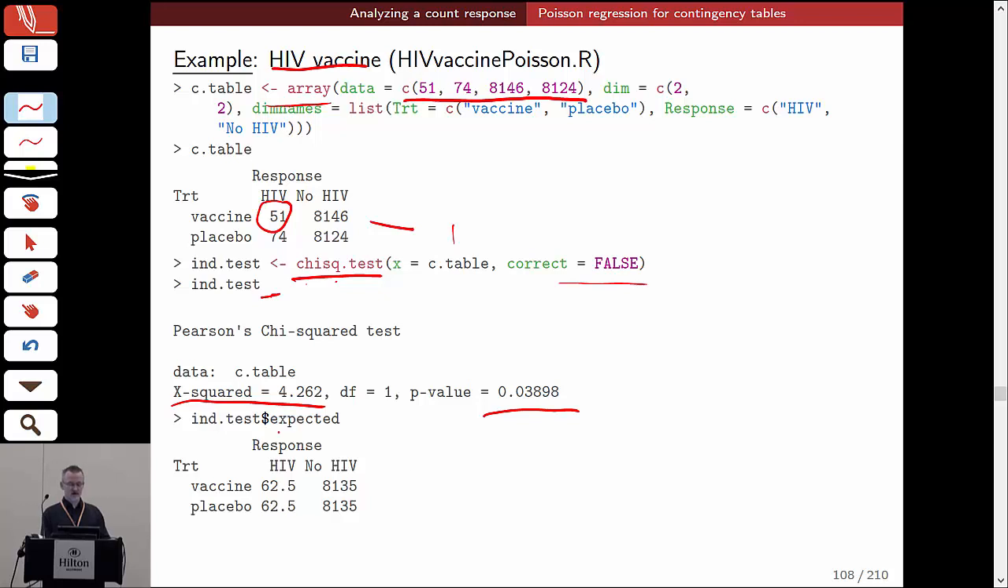Just as an aside, by pulling out the expected element of the test object, if you care to, you can print out the expected values. One doesn't have to do that. Yes? Could you also use Fisher's exact test? Yes, that's an example of something you could do rather than doing this correction. We don't cover it in the context of a log linear model, but there is a section in the book on exact tests.